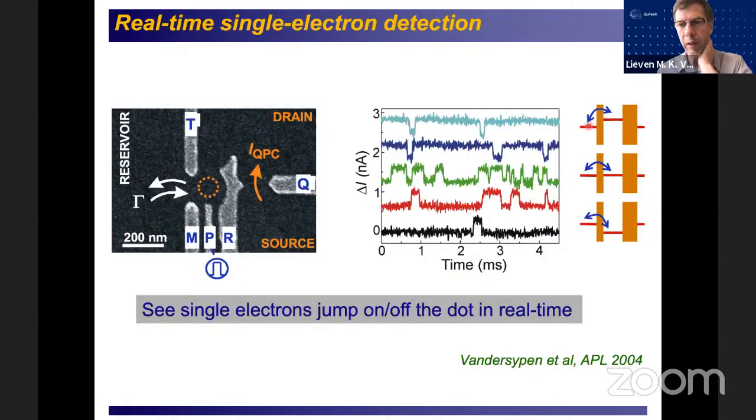Here, it's most likely going to be in the reservoir, here most likely in the dot, but still once in a while an electron will tunnel out. Here once in a while an electron will tunnel in, and here it's roughly 50-50. And you can see it really in real time. You can follow as the electrons move in and out.